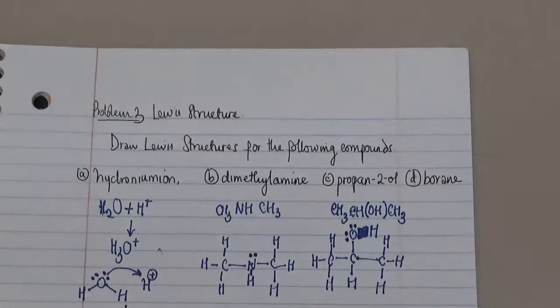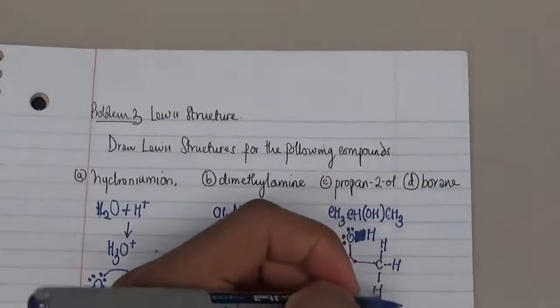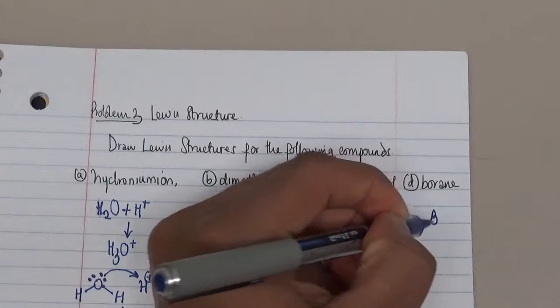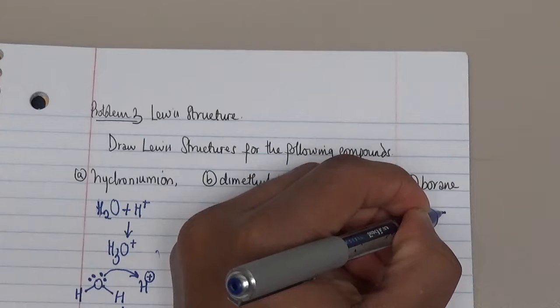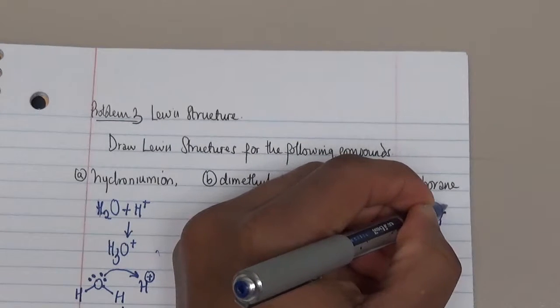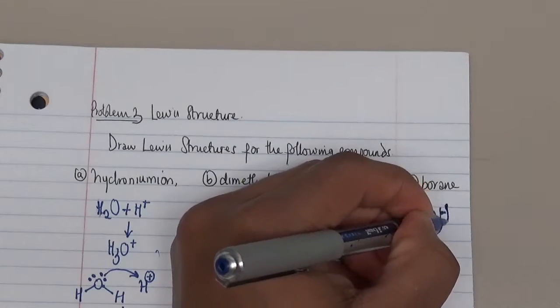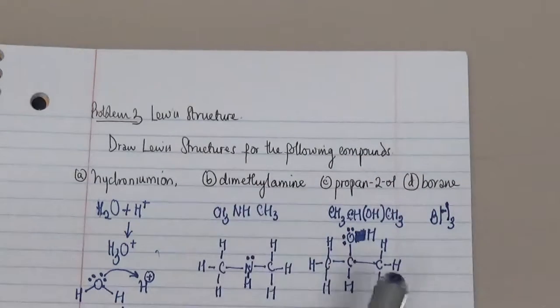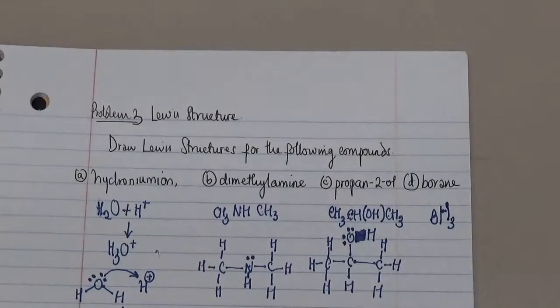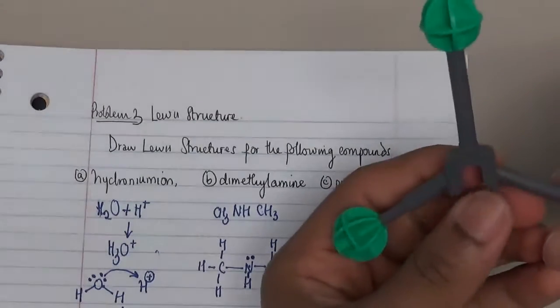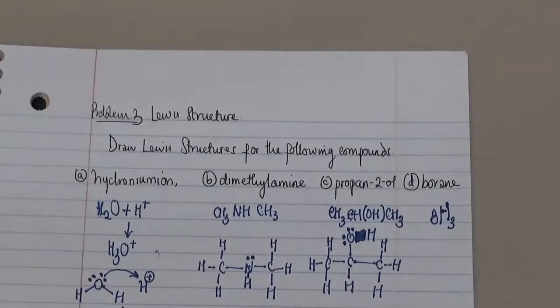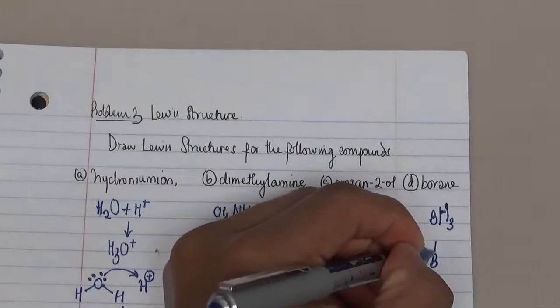And lastly, we have borane. So borane is from boron, but this boron is attached to 3 hydrogen atoms. So in this case here, 3 hydrogen atoms. What we have as a result of that is BH3.